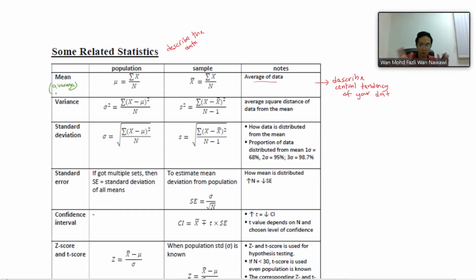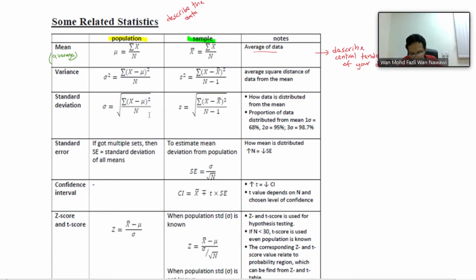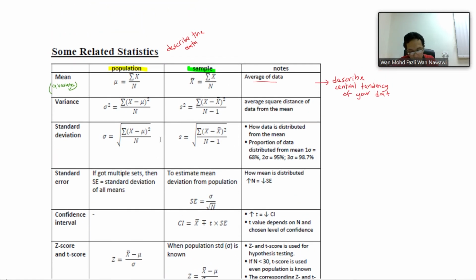Before we go further, you look here. There are two parts: population and sample. That's why we need to learn about population and sample first, because the calculations are different for population and sample. Population means you take everything. Sample, you take part of the population. So you can see there are some differences later on. Okay, so we go to mean.